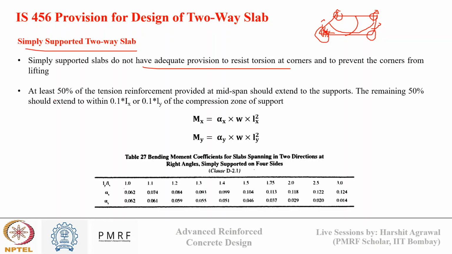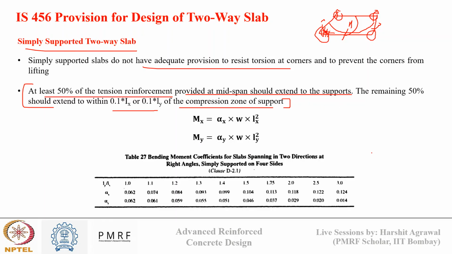What the IS code says is that at least 50% of the tension reinforcement that we provide in the mid span should extend to the support. So whatever reinforcement we are providing in the mid span, 50% should extend to the support, and the remaining 50% should extend within 0.1 Lx or 0.1 Ly of the compression zone of the support. What do we mean by this? We'll see in the next slide when I show you a diagram of how reinforcement distribution is done.